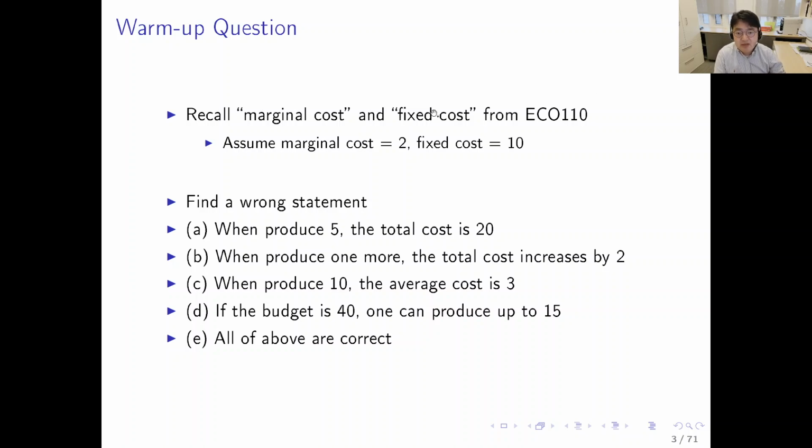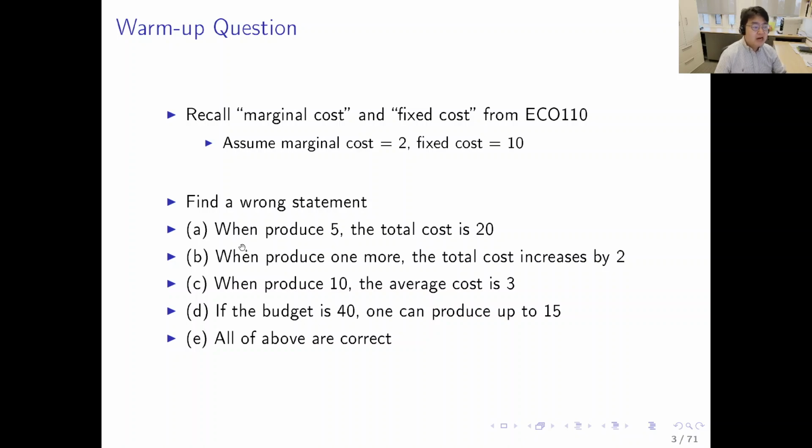Given those marginal costs and fixed costs, what is a wrong statement among these? When you produce 5, the total cost is 20. When you produce one more unit, the total cost increases by $2. When you produce 10 units, the average cost is 3. And if your budget is $48, then you can produce up to 15 units. What is wrong? It's really simple, like an introductory economics question. The answer is all are correct, right?